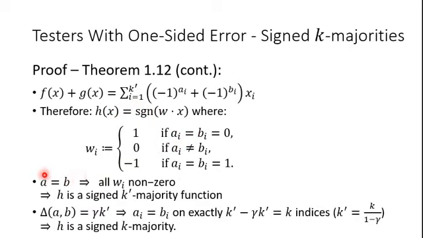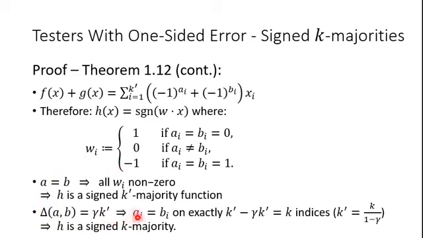So when a equals b, what we can see is that all the w_i's are non-zero. Why? Because we can see that we're either here or here when they are equal, and so we have w_i's that are non-zero. So in this case, h is a signed k' majority function, again because we have k' variables and all the w_i's are going to be non-zero. So what happens when the Hamming distance between a and b equals gamma k'?